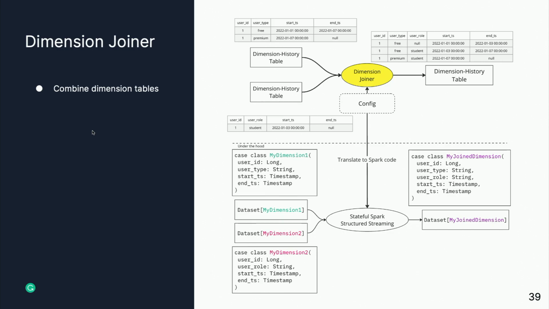One last thing about dimensions. Under the hood, they're all built the same way: data sets, Scala case classes, a stateful Spark structured streaming job, and the output storage. Developing the builders this way is also helping us to build the builders themselves faster.